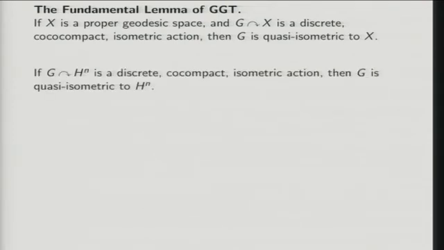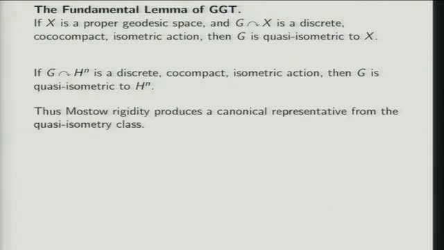All right? So this gives you lots of other spaces which are quasi-isometric to the group. And coming back to the setting of Mostow rigidity, if you have a group which happens to admit a discrete co-compact action on hyperbolic space, then by this lemma, you know that it's quasi-isometric to hyperbolic space. And Mostow says that this particular action gives you a sort of canonical object in this quasi-isometry class.